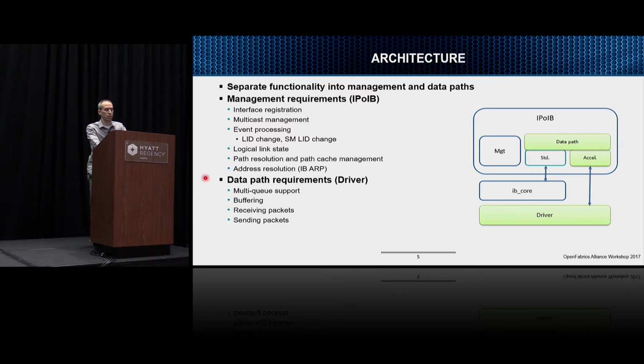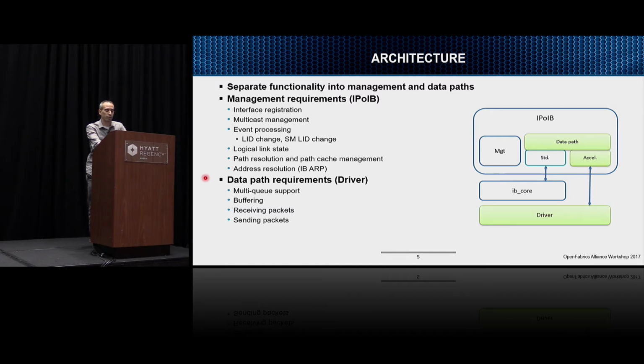Also, event processing. There's some event processing being done towards the InfiniBand subnet manager events, if it's a local LID change, or an SM LID change, for example. Also handling the link state, if there are changes in the link state or link speed. Also path resolution and path cache management. Whenever the IPoIB needs to send a packet to a peer, a remote node, it has to perform some path calculation and also store some path cache so we don't overwhelm the SM with path queries. Also handling the address resolution and the IB RP.